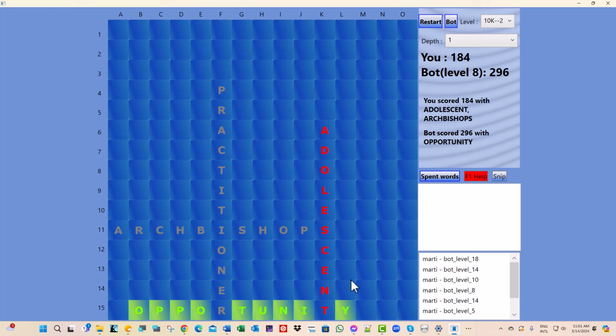The word has been accepted. It's in red, and you see I've made two words, adolescent and archbishops, and I collect 184 points, and we'll discuss later how this is calculated.